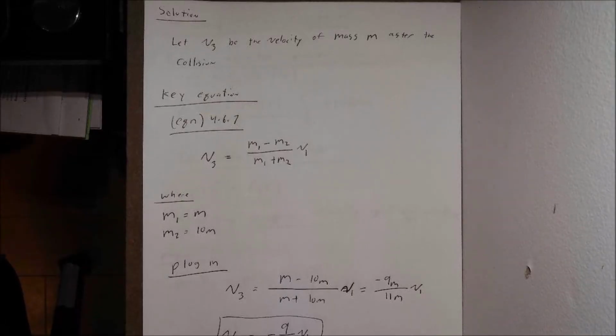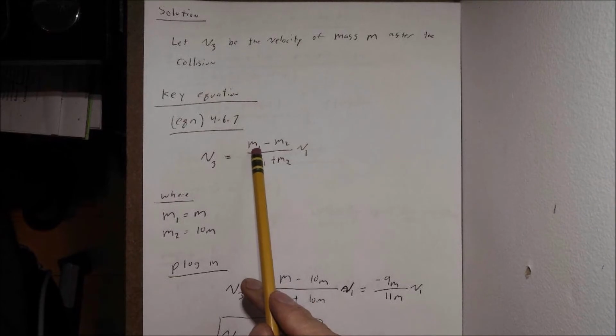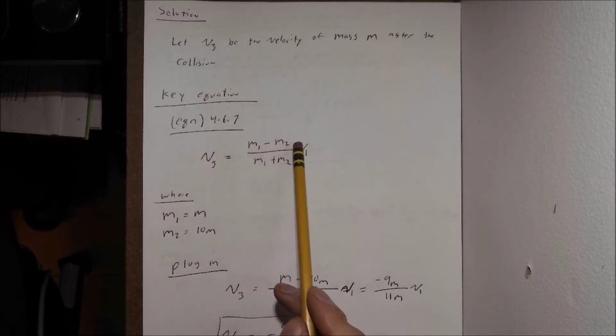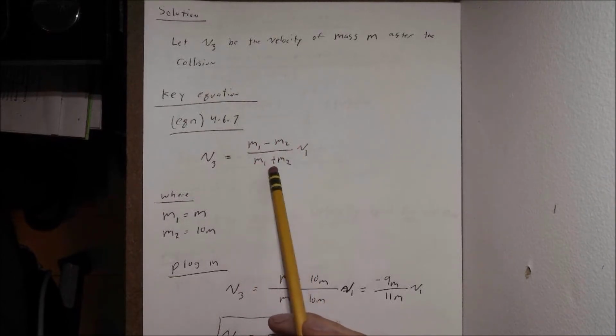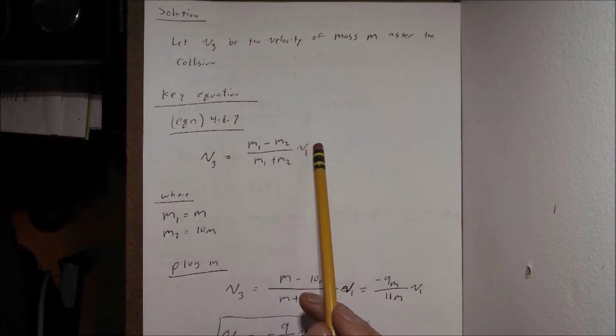As we begin our solution for this problem, we want to let v3, for our variable name, be the velocity of mass m after the collision. The key equation that we're going to use references back to our textbook, 4.6.7 in the 4th edition, where v3 is equal to m1 minus m2, all divided by m1 plus m2, times our initial velocity v1.